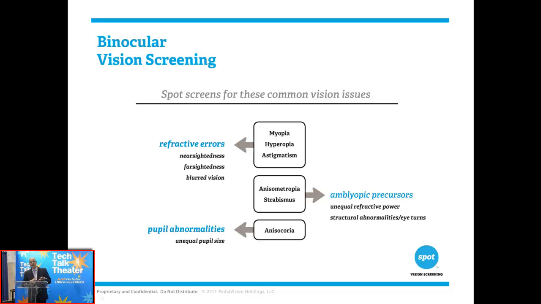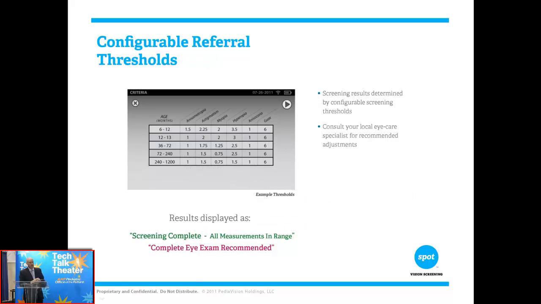The device is set up on age-based referral criteria, so when you screen a pre-verbal child or 6-month-old child, you're screening for different indicators than you are if you're screening for an older child. So we have a floating threshold. For instance, an astigmatism reading for a 6-month-old may show a pass, but that same number for an adult may show a refer. So we're trying to fit with the development of the child's eyes when we make the selections on who's in range and who's out of range for the screening.